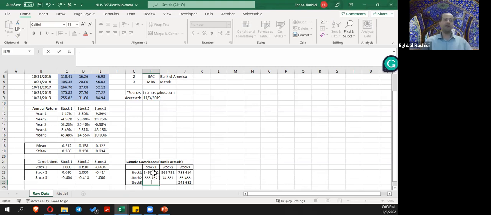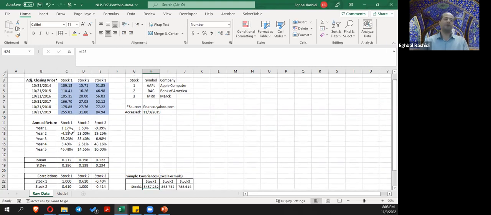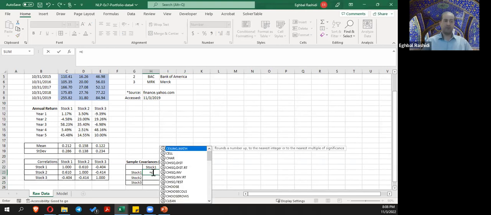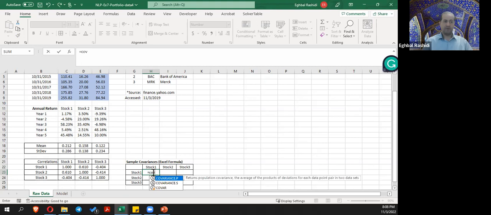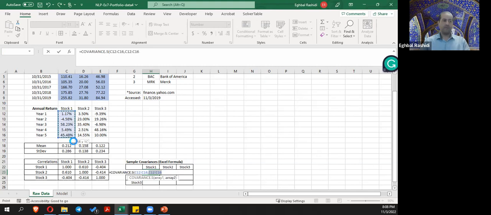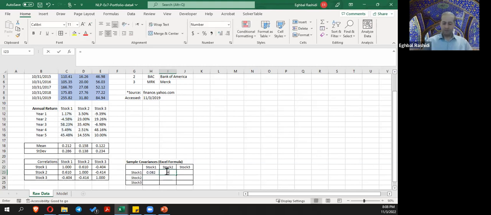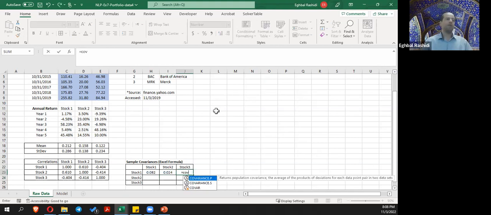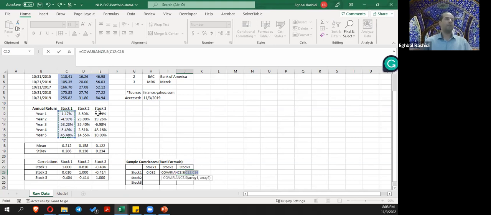I actually made a mistake here. I used the input values, which are the prices, not the rate of return. So I have to do that in this matrix. I have to get rid of all of this. Sorry about that. So I'm going to use covariance here. This is for stock one and stock one. This is going to be stock one and stock two. And this is going to be for stock one and stock three. Stock two and stock two.